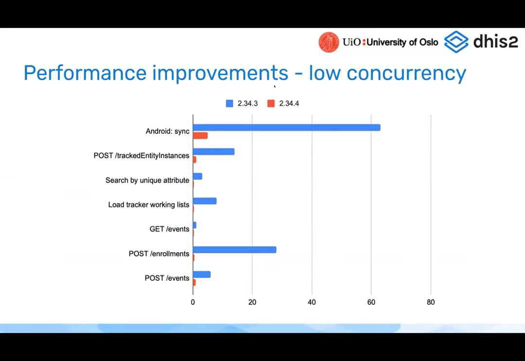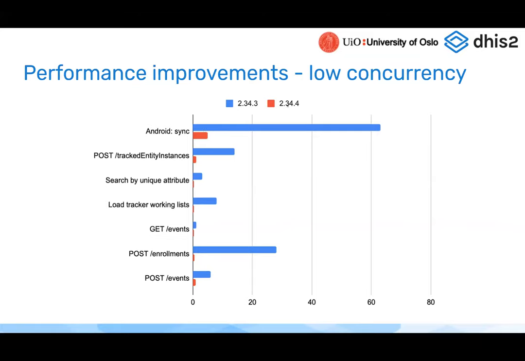So this first slide shows the median response time running tests for 10 minutes with low concurrency. This is an instance running 3 million tracked entity instances, 3 million persons, and 6 million enrollments, about 20,000 users and 20,000 org units. And as you can see, in blue we see the low performing 2.34.3, and the red is the much better performing 2.34.4.